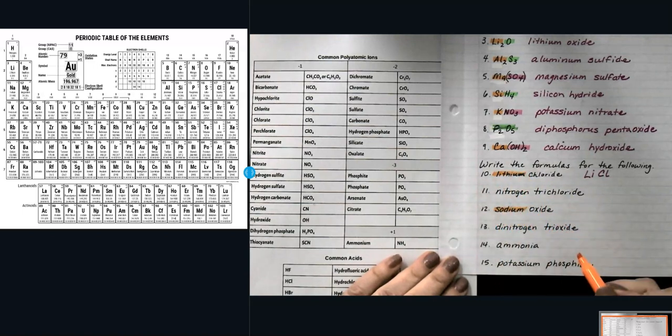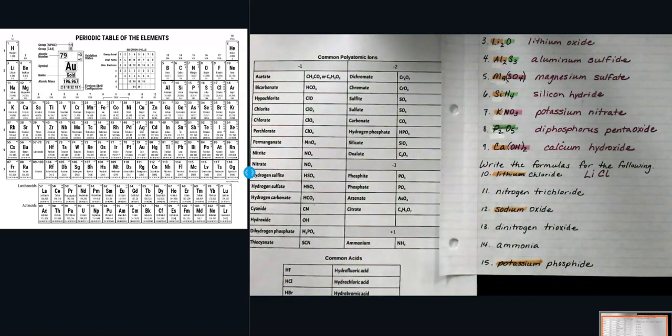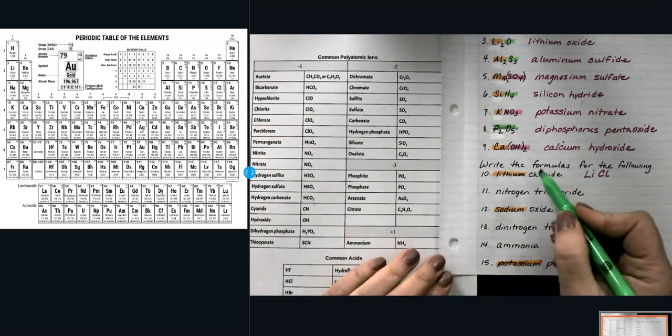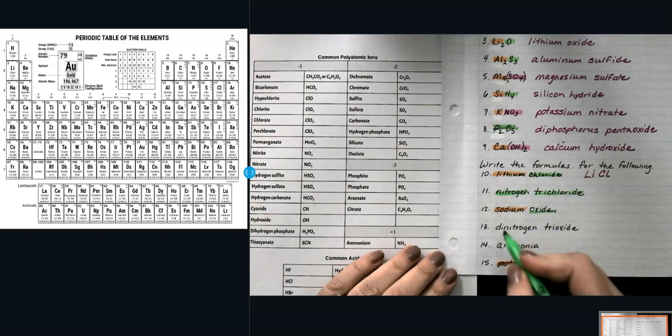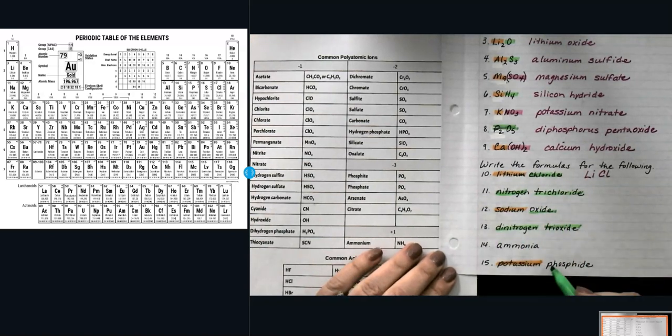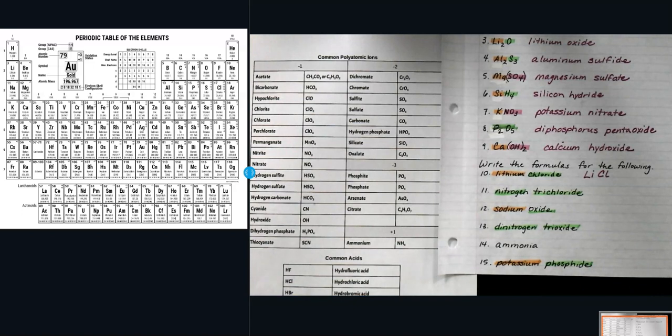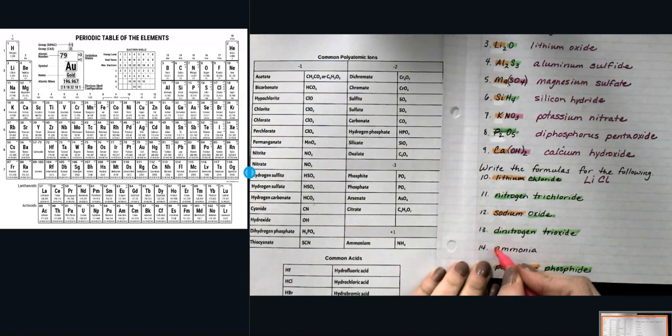Sodium is. Ammonia is not. Potassium is. And then those nonmetals, chloride, nitrogen trichloride, oxide, nitrogen trioxide, phosphide. So what is this ammonia? If you look on your periodic table, you're not going to find it. That's because it's on this common polyatomic ion chart. Ammonia is one of those polyatomics.